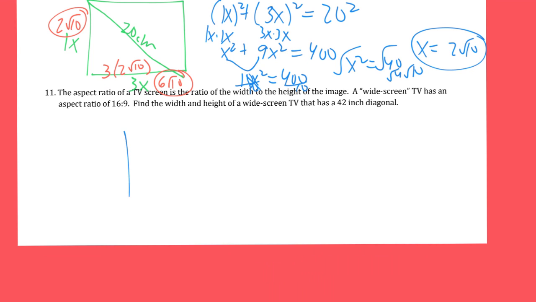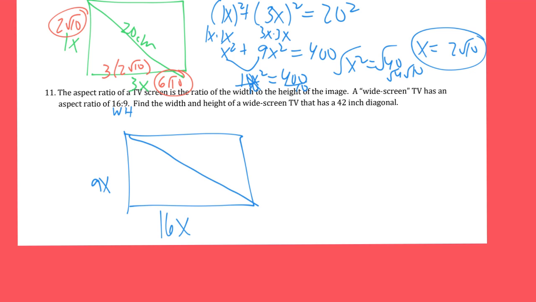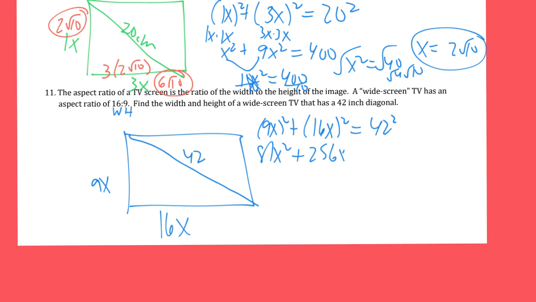They just do. And so if you draw this, you're going to have the ratio of 16x and 9x, 16 to 9. And that's going to be the width to the height. So this is width, this is height. And then also the diagonal is 42. So you're going to do 9x that gets squared and the 16x which also gets squared, and that's 42 squared. So this is 81x squared plus 16 times 16 is 256x squared equals 1764.